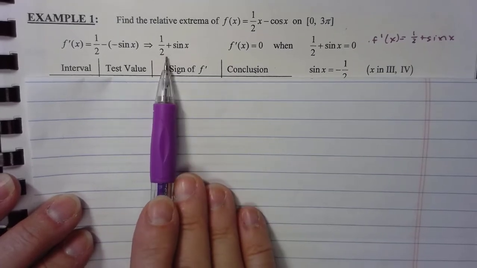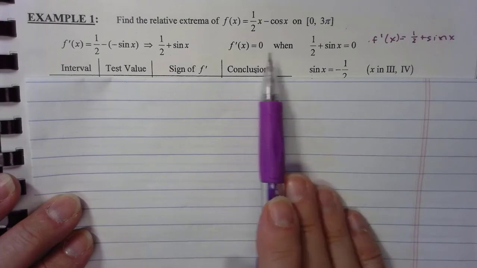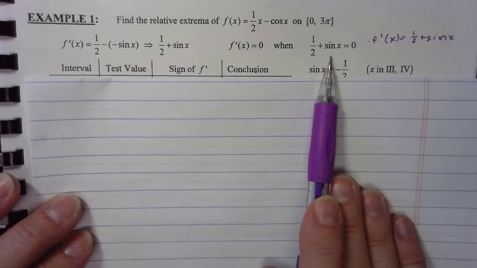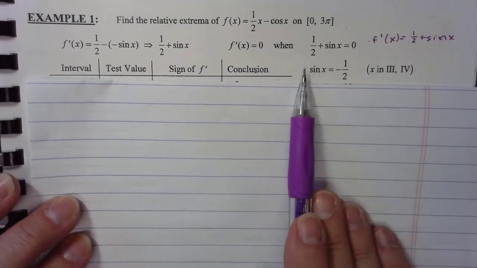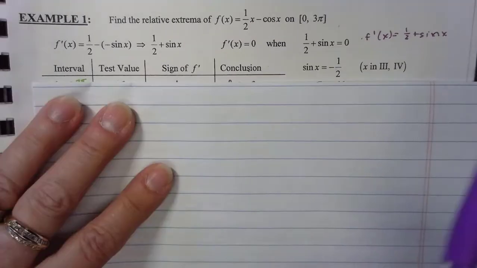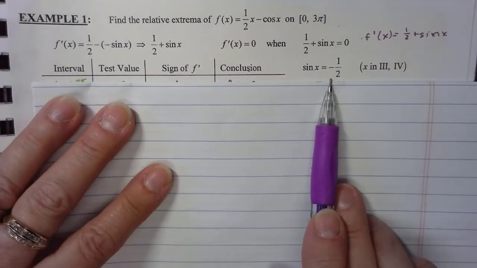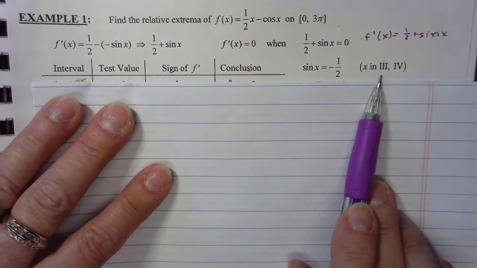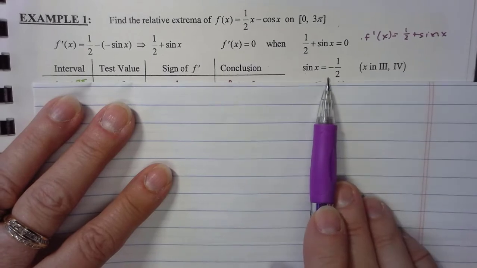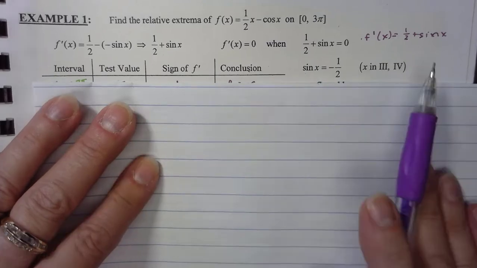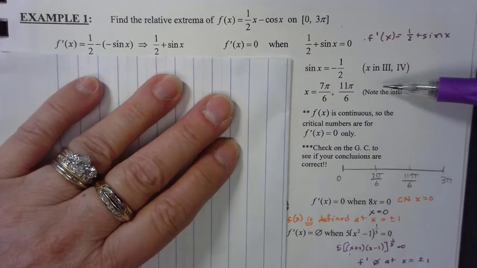That is f prime. f prime is 0 when 1/2 plus sine of x equals 0. That's going to be when sine of x is -1/2. This puts our angle x in quadrants 3 or 4 because that is where sine has negative values, and where my y value is -1/2. We have the angles 7 pi over 6 or 11 pi over 6.